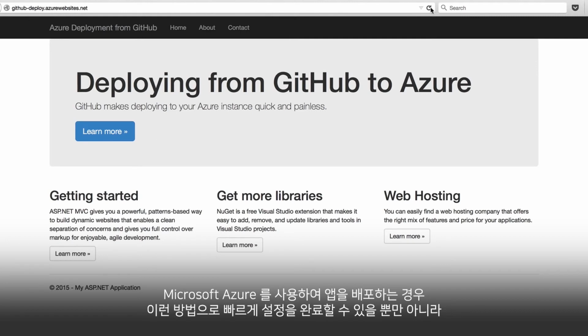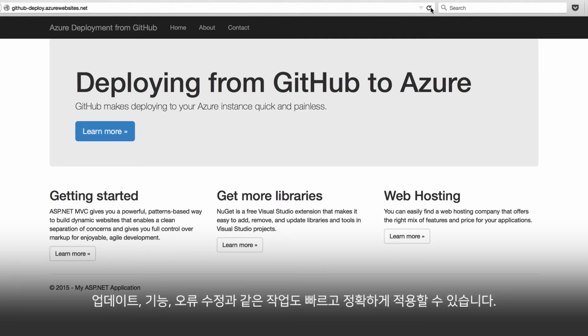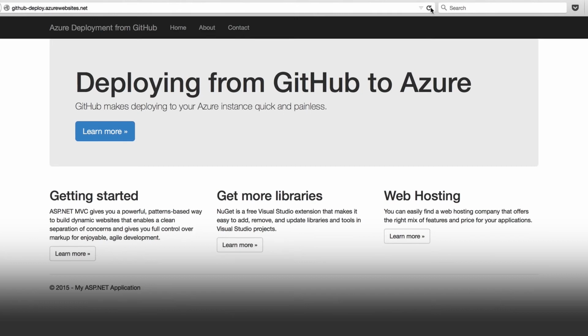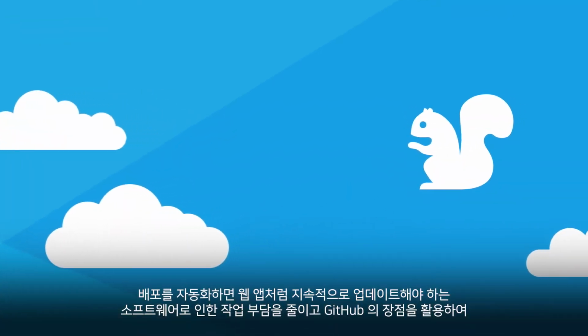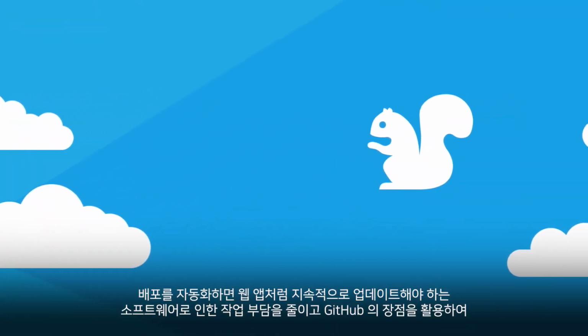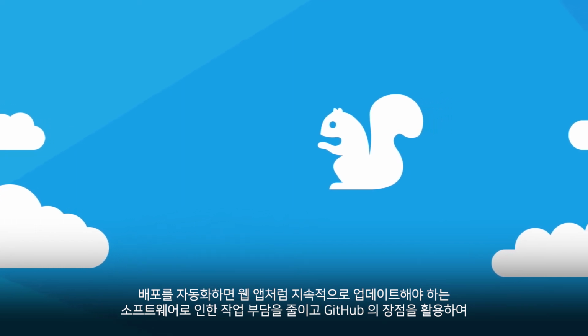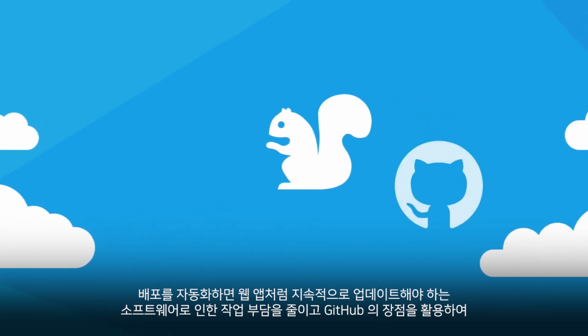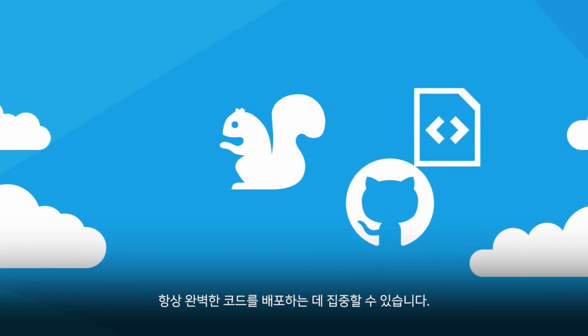If you're using Microsoft Azure to deliver your app, this setup makes it extremely easy to not only get up and running fast, but to push out things like updates, features, and bug fixes with speed and confidence. So, automate your deployment. Stop juggling the overhead that comes with continuously delivered software like web apps, and leverage the power of GitHub to concentrate on shipping great code all the time.